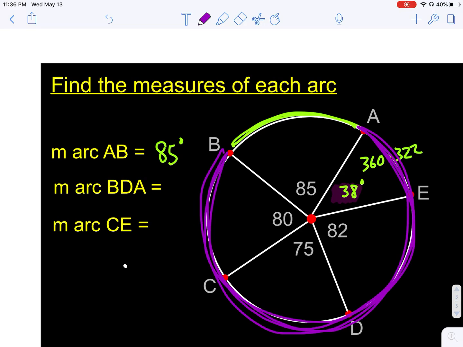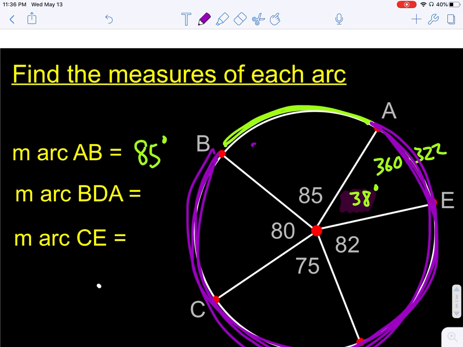There's another way too. It's just missing one little part. So I could go 360 take away 85, and that'd be a little bit easier than adding up these four values. So either way it works out. Take away 85, that would be like taking away 100 and adding 15. So 275.